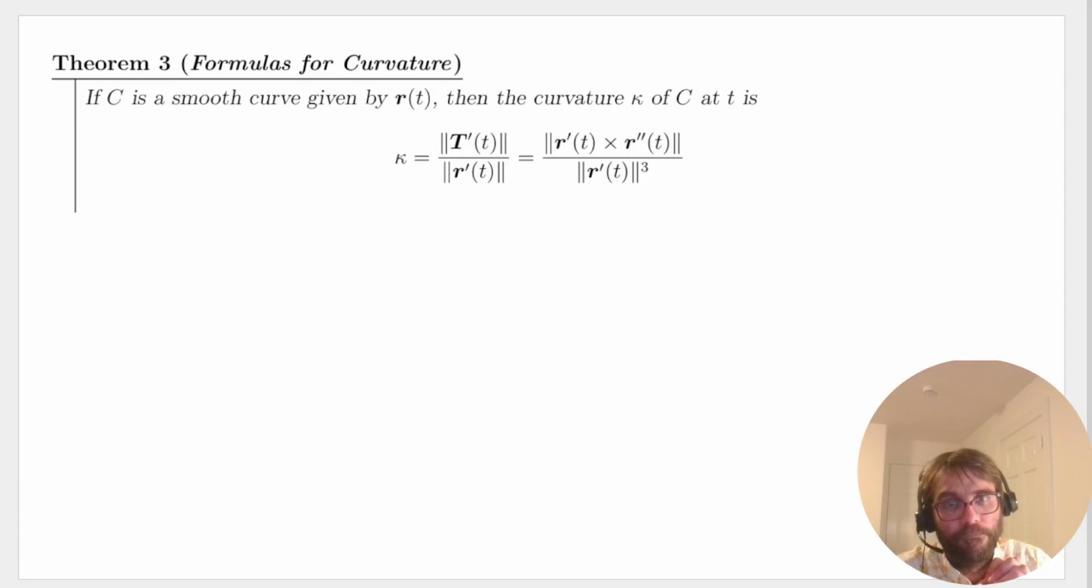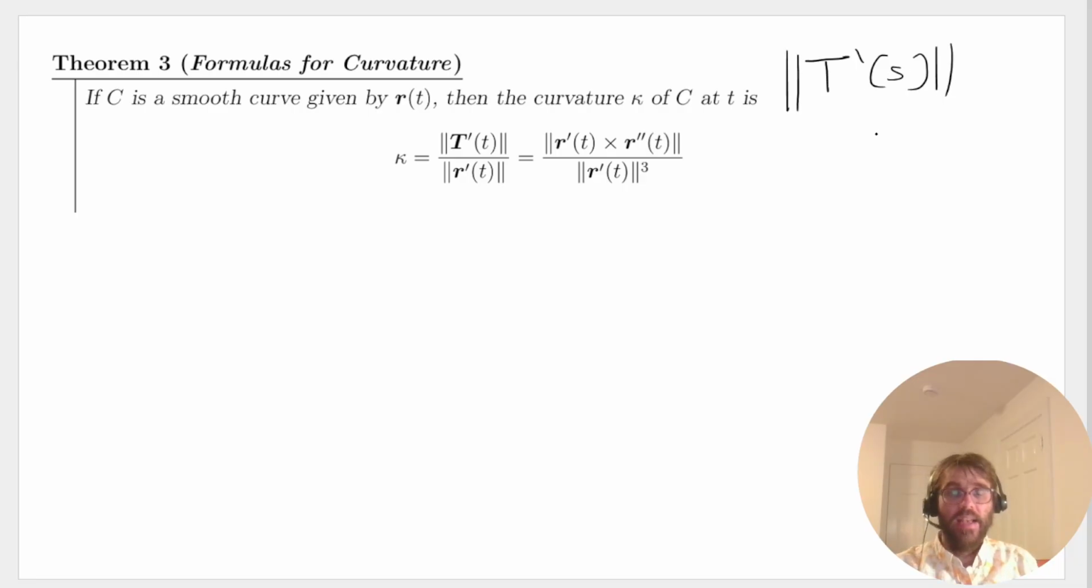Okay, curvature. Curvature, by definition, remember, is you have to find the arc length parameterization. You got to find T prime of s. You got to do the length. It's this complicated thing that it really just is here, though. This is the definition of it. But this encodes so much here.